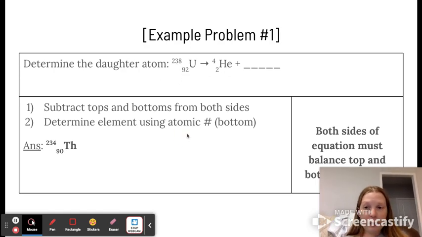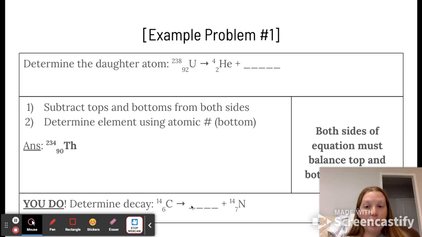That's good. So now I want you to try this one, and you have to determine the type of decay that occurs here. So pause the video and try that.